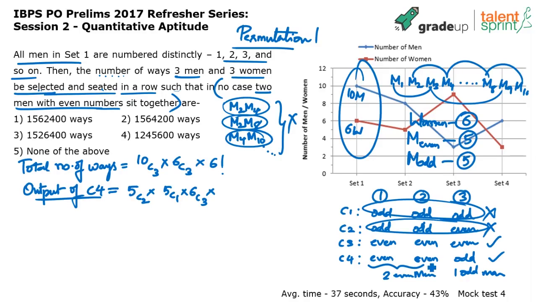So here we want the 2 even men to be together. See, how many people have been selected? 6 people have been selected: 2 even men, 1 odd man, 3 women. So let me give you an example.